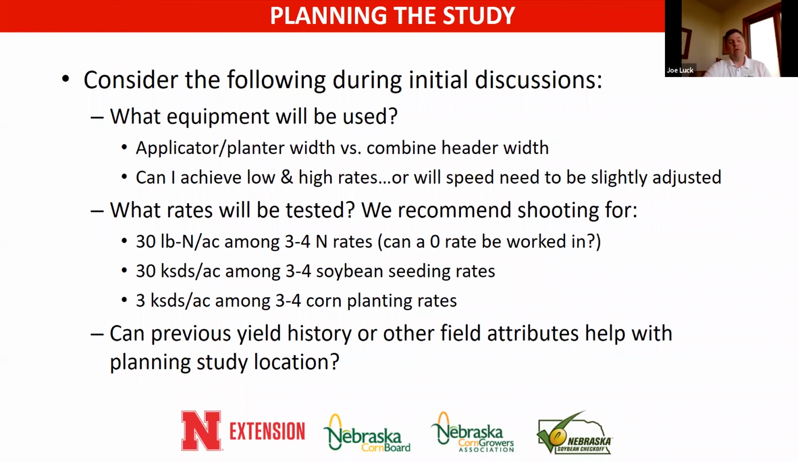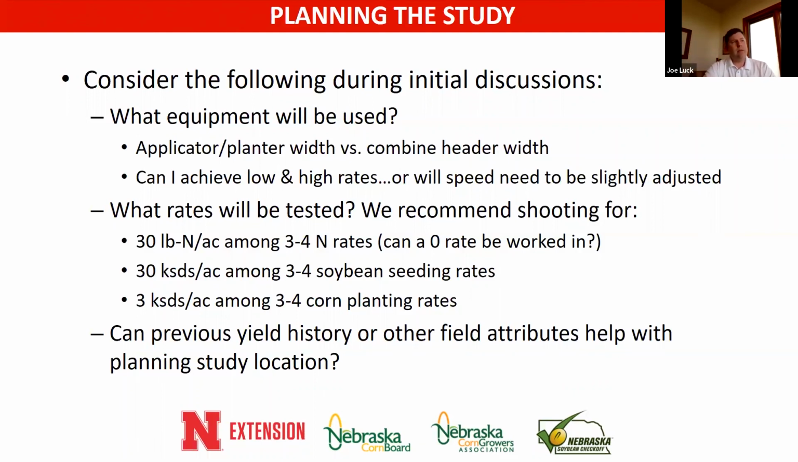And especially in nitrogen, it's really nice if you can throw some zero rate blocks in, because then you can really see what the potential is of that field, in terms of whether there is organic matter that can help generate some plant available nitrogen during the year. So we recommend, in nitrogen in particular, at least 30 pounds an acre step among treatments, and that's just to get some spread across your rates. If we're doing soybean seeding rates, we would probably recommend about the same, 30,000 seeds per acre.